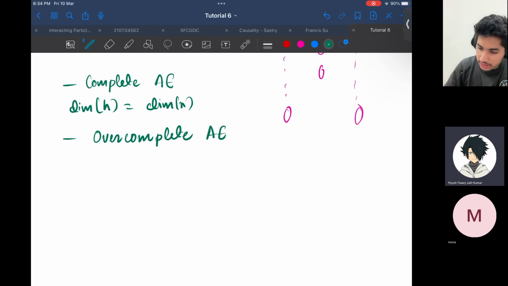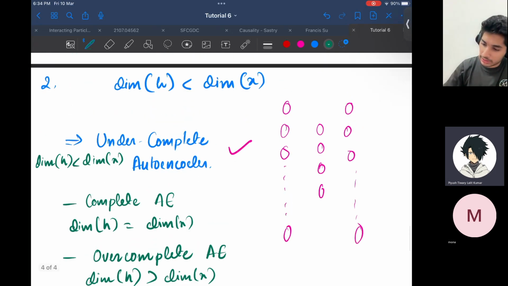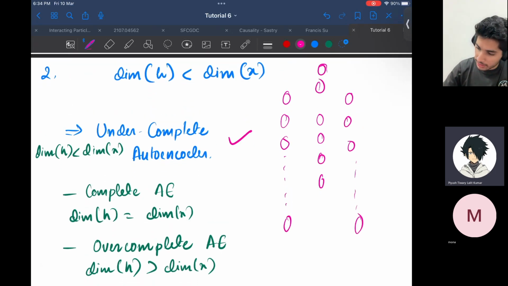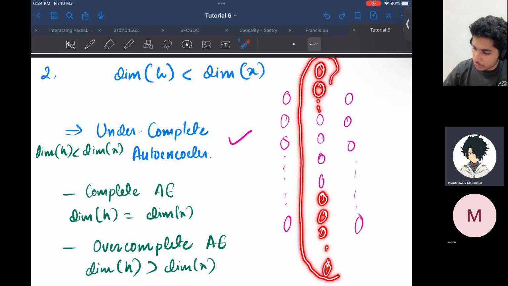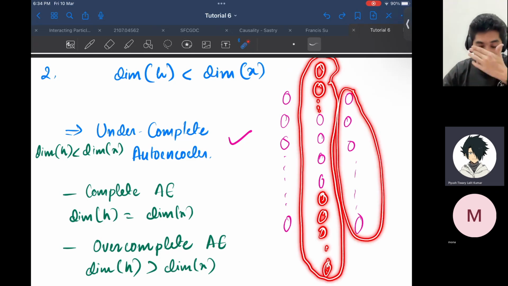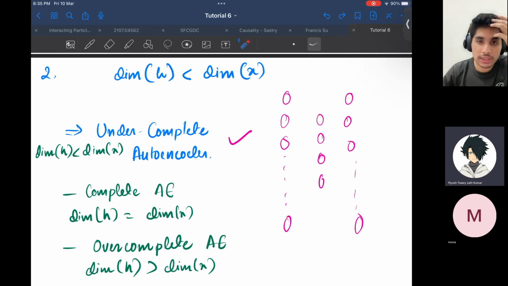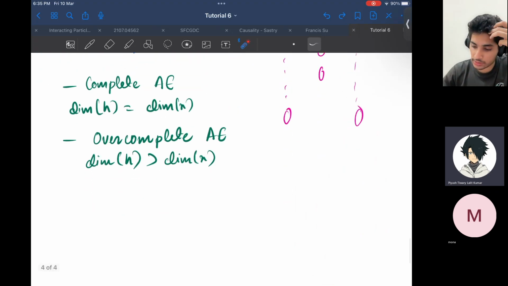And then you have an overcomplete autoencoder, AE. In this case, dimension of H is actually greater than dimension of X. So you can imagine you have a bigger intermediate layer here. So you are giving it more information than required to reconstruct your original data, right? In this sense it is overcomplete, that you are giving more information than is required. So this is called an overcomplete autoencoder.